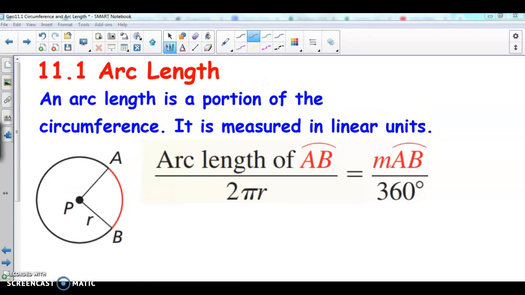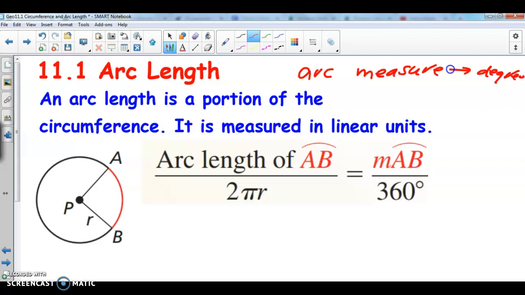So what we're going to look at next is about arc length. First, I want to explain what the difference is between the arc length, which is the red portion here, AB, and the arc measure. So arc length versus arc measure. Now when you say arc measure, this is given in degrees, right?